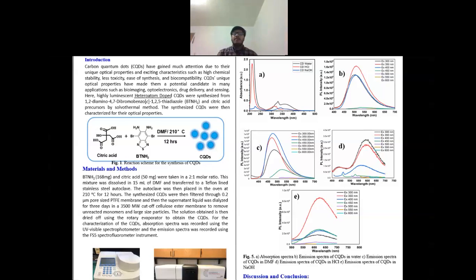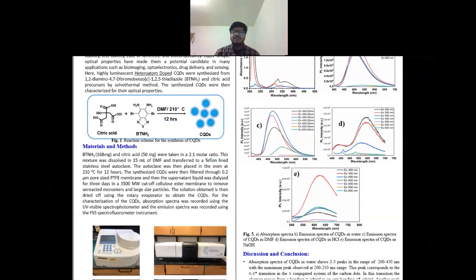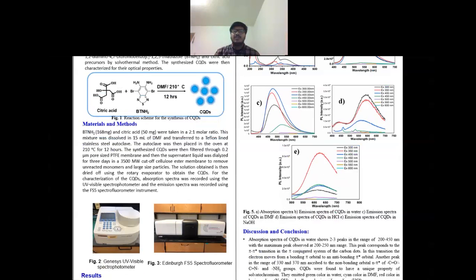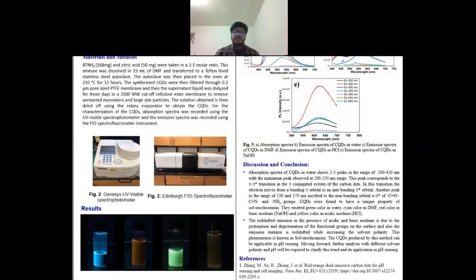We see that the maximum emission for carbon dots in different solvents is found to be at different wavelengths, and we see that the maximum emission is redshifted with increasing solvent polarity. The redshifted emission in the presence of acidic and basic medium is due to the protonation and deprotonation of the functional groups on the surface. Also, the emission maxima is redshifted while increasing the solvent polarity.